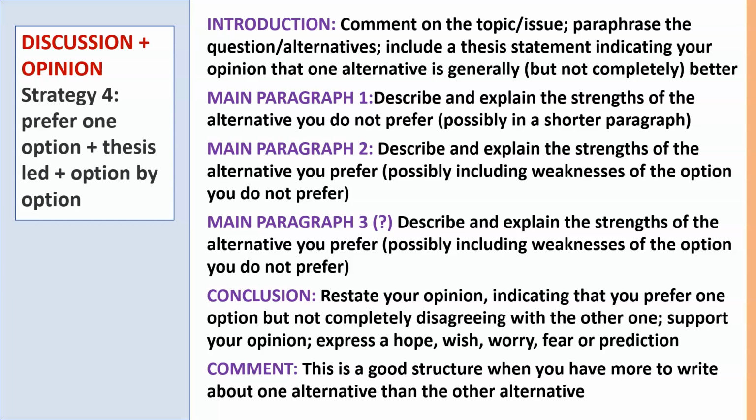And this is quite a good structure when you have more to write about one alternative than the other. So if you see the 2 options, think that you don't really have much to write about one of them, then it might be a good idea for you to write from the position that you prefer the other one, because you have more to write about. Let's look at an example.